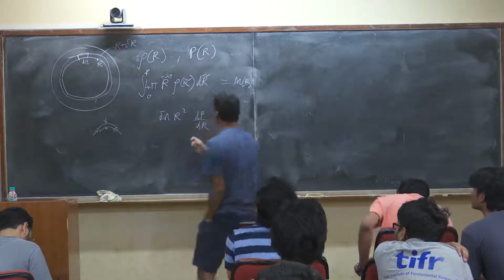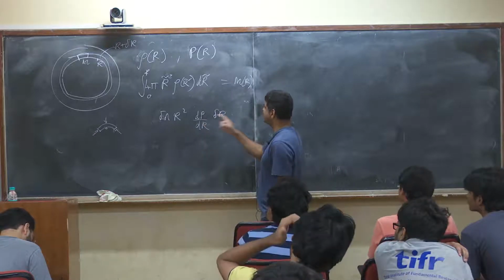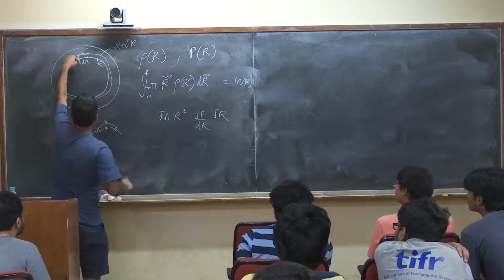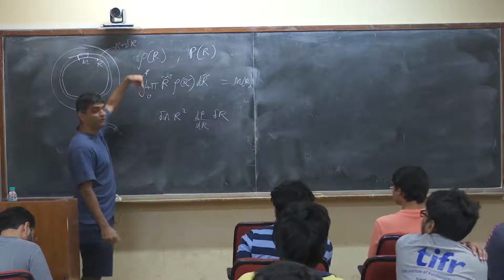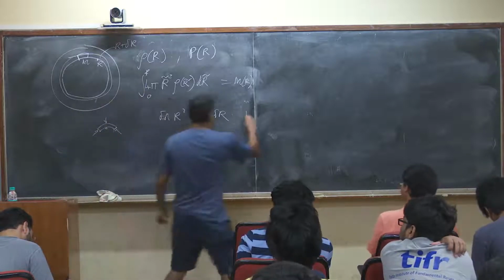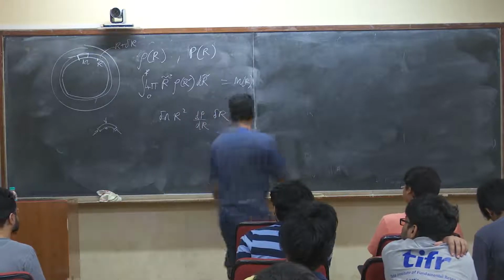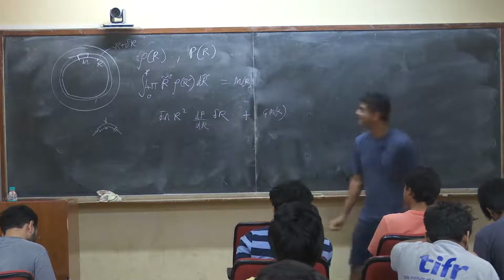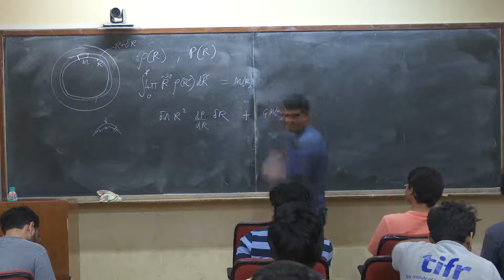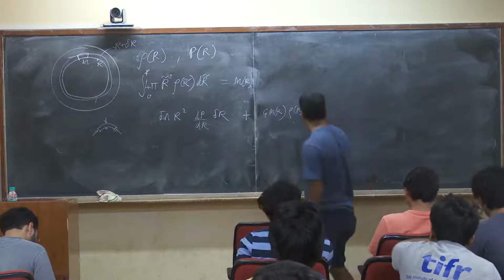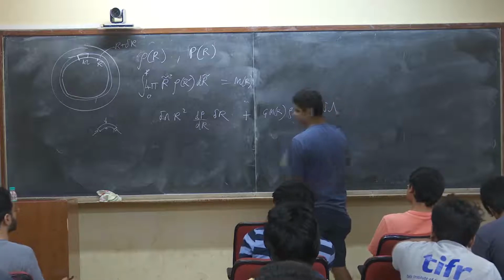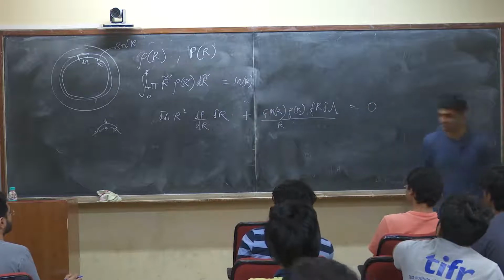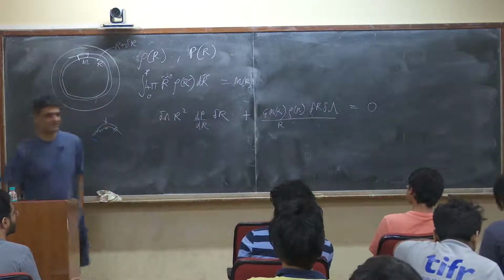Firstly, if dP by dR is positive, then this force would be inwards. So let's count forces in the inward direction. There's another inward force due to gravity. That's G M of R times rho of R times the volume of that element, times delta R times delta omega, divided by R. This has to be equal to zero. That's force balance.